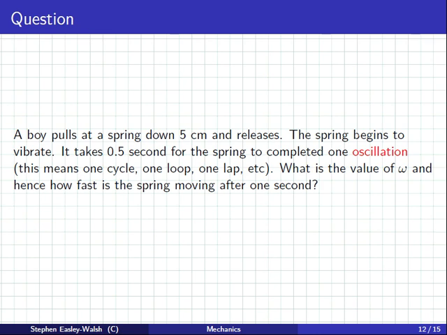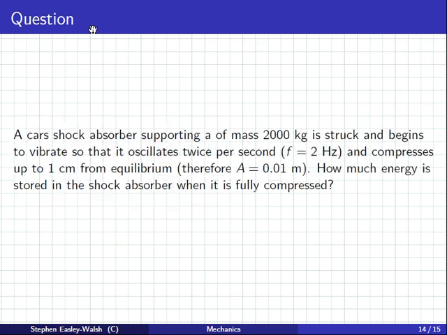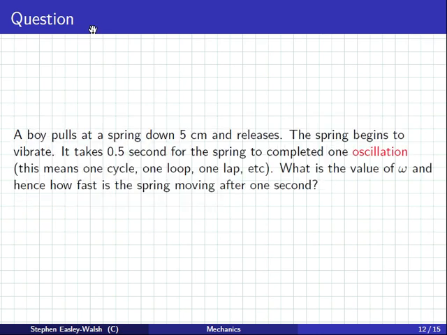What example do I want to do? Maybe not this one. I've got 3 examples. Oh, I could do this one. A boy pulls at a spring 5 centimeters and releases. The spring begins to vibrate. It takes 0.5 seconds for the spring to complete one oscillation. Okay, so what does the 5 centimeters represent here?